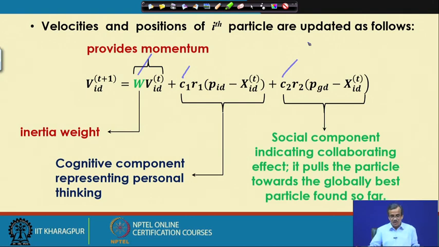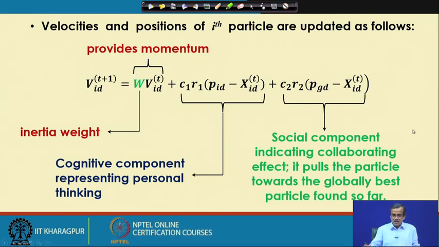The performance will depend on the values of these parameters. Now, what you will have to do is find out the values of these parameters W, C1 and C2 in a very efficient way, in an adaptive way, so that this particular algorithm can become more efficient.